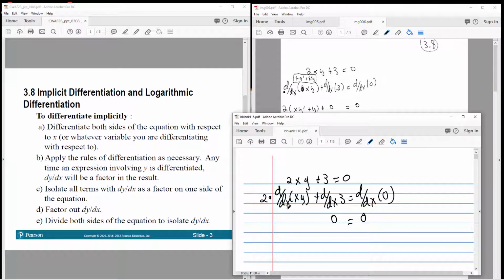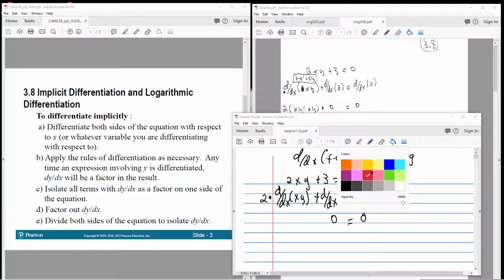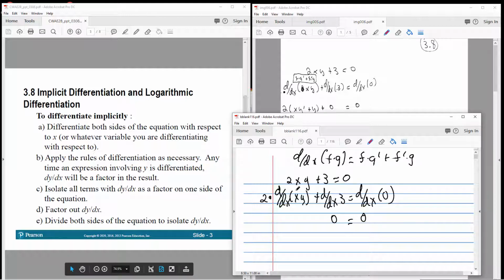Here I have a product rule. Remember the product rule? d/dx of f times g is equal to f times g prime plus f prime times g. So I'll let this be my f, and let that be my g.